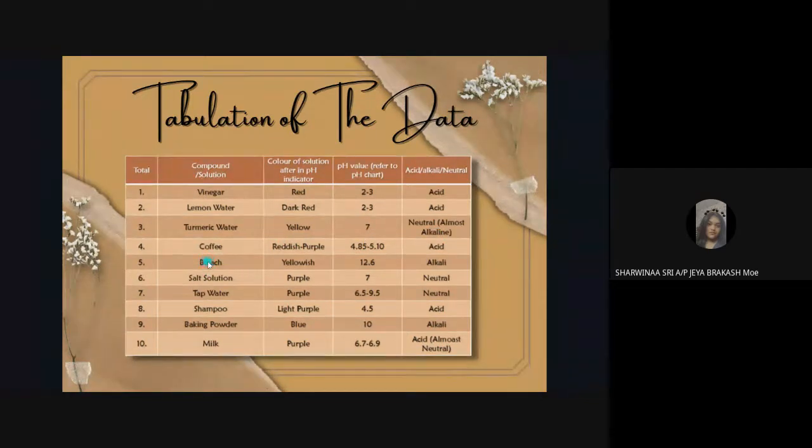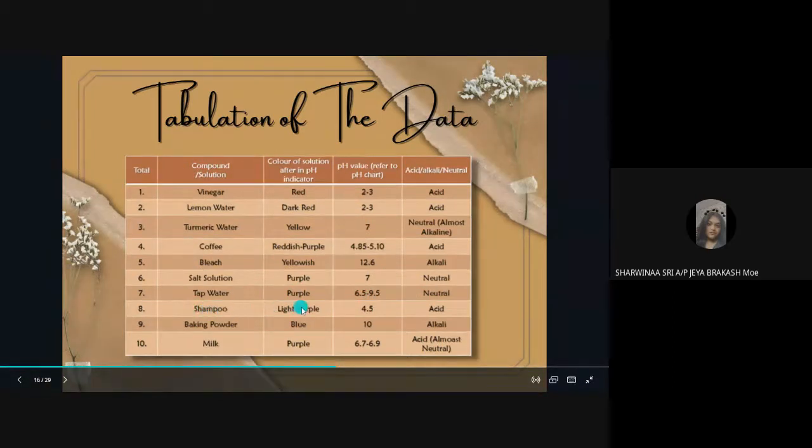We got coffee, which is reddish purple, 4.85 to 5.10, which is acid. Bleach, I've got yellowish. The pH value is 12.6 and it's an alkali. And now we have salt solution. I've got purple, the pH value is 7 and it's neutral.